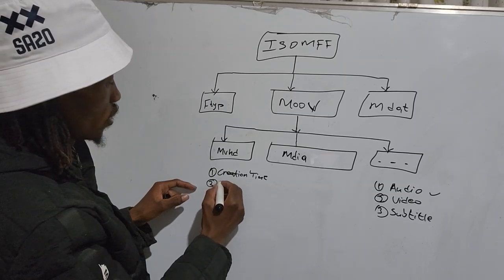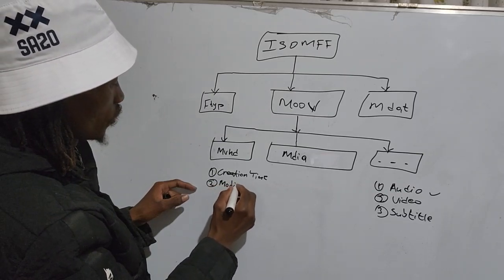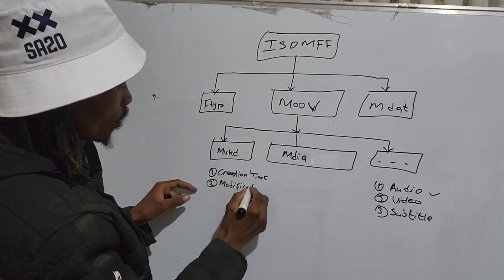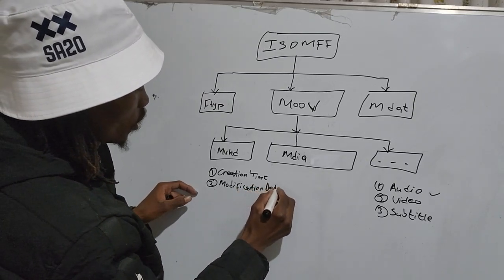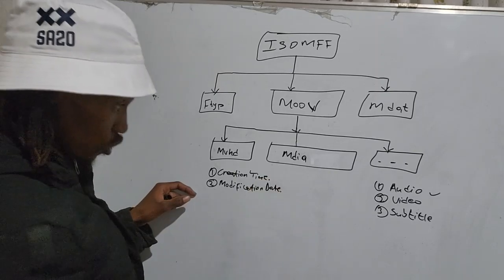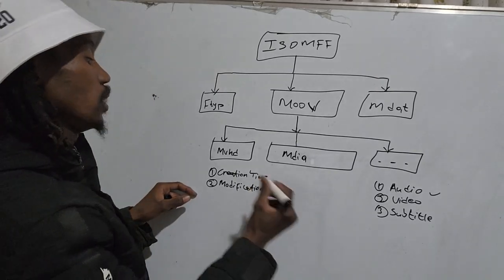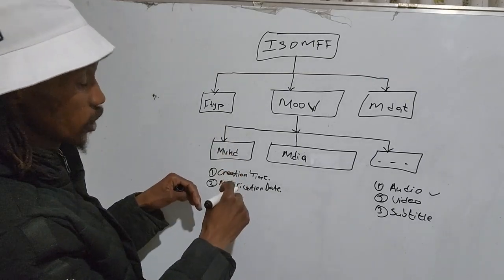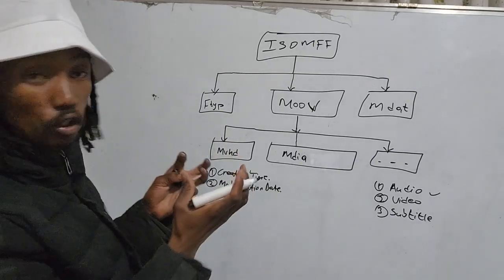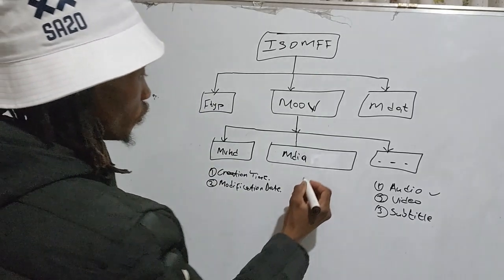The other one is the modification date here. From this object, you are able to get the modification date. It's a content object, so that means it doesn't contain child objects. It contains content, so you are able to get content out of it.